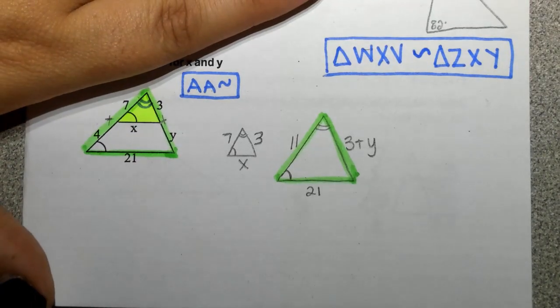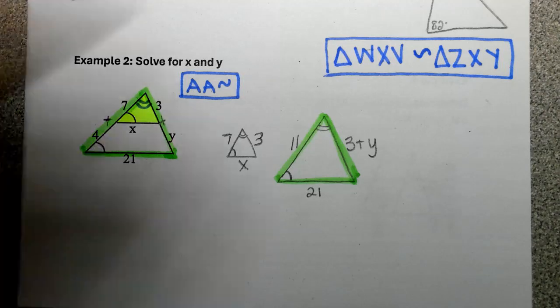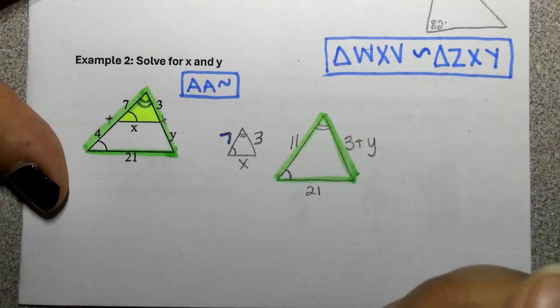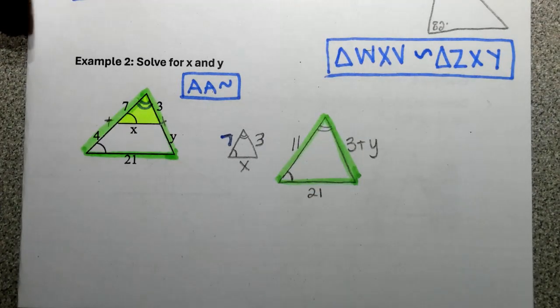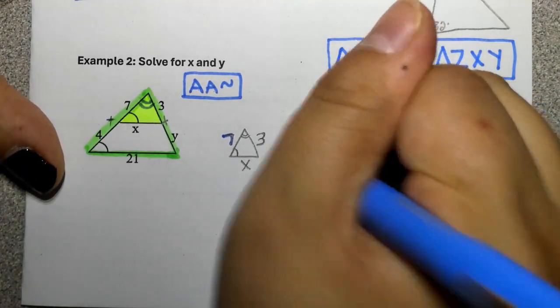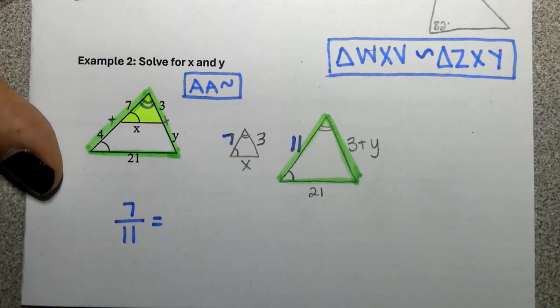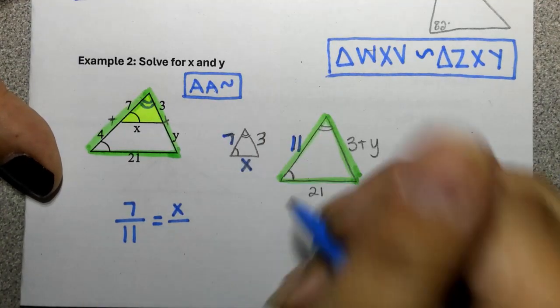We can do that. And so this can go a bunch of different ways. It'll still give you the same thing. I'm going to do 7 over... So you can do 7 over 11 or you can do 7x. It's up to you. So we can do 7 over 11. 7 goes with 11 like x goes with 21.